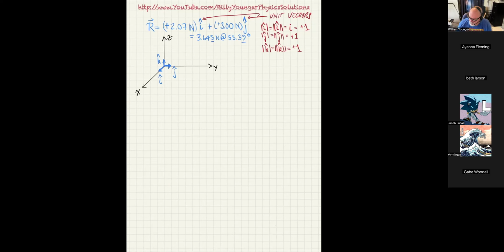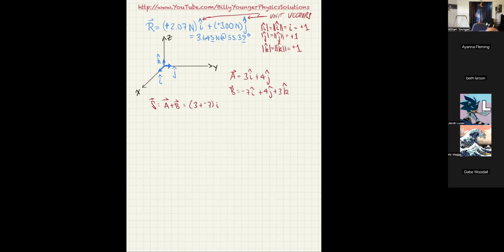Okay. All right, so now that I've finished that, that's just a lot easier way to add vectors. So now instead of having to find components, if someone says, hey, vector A is 3 I hat plus 4 J hat, and vector B is negative 7 I hat plus 4 J hat plus 3 K hat, then adding them is super easy. S, the sum, is equal to A plus B, is just literally 3 plus negative 7 I hat plus 4 plus 4 J hat plus 0 plus 3 K hat.